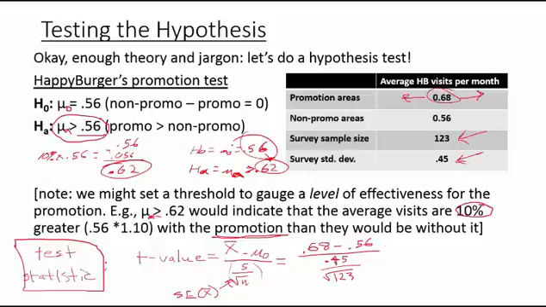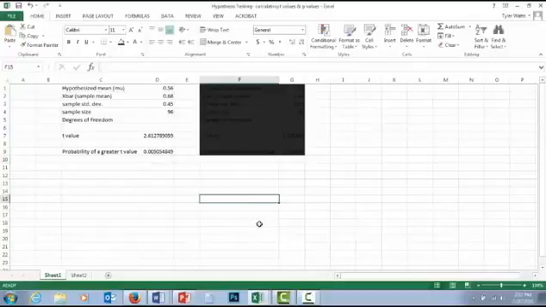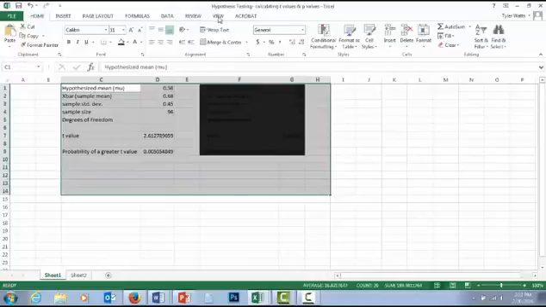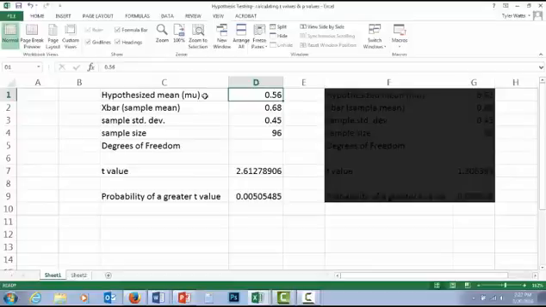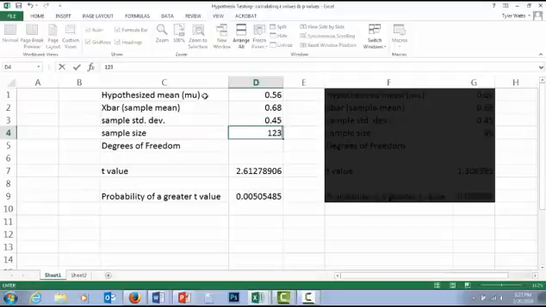Now, I could get out a calculator or pencil and paper and write that all down and come up with a t-value. But why be tedious when Excel can do all that for us? So let me show you how to do that very quickly and easily within Excel. Notice here I've just copied in my data. There's my hypothesized mean, that's my baseline mean, 0.56. Here's my sample mean, 0.68. My sample standard deviation, 0.45. My sample size is 123. And that means my degrees of freedom is 122.